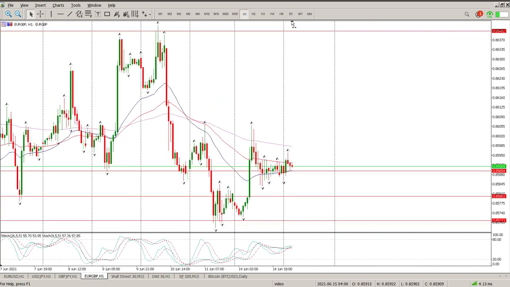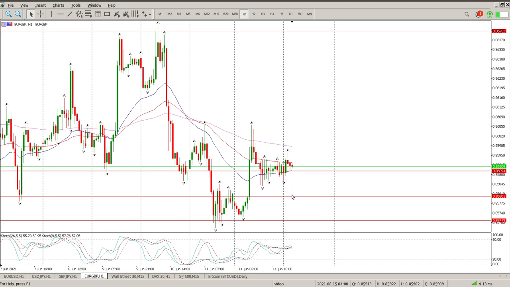So if we look at the hour, you can see we bounced off the bottom, came back, and then nothing really going on. Just tails the upside, tails the downside, oscillators grouped in the middle. Absolutely nothing happening here. This is your level. Okay, that's 0.8589. That is your level you need to pay attention to.